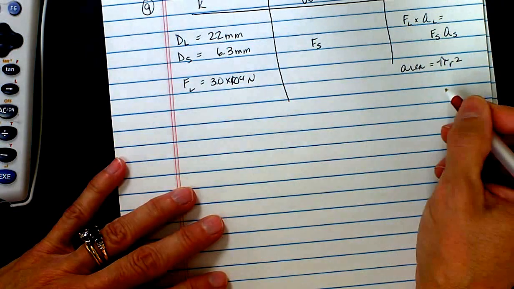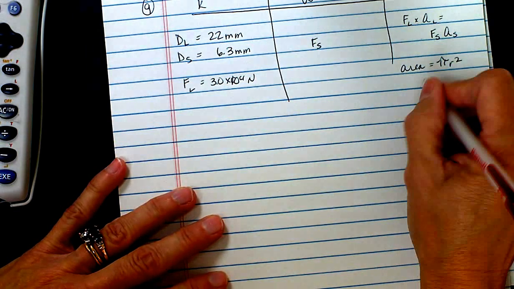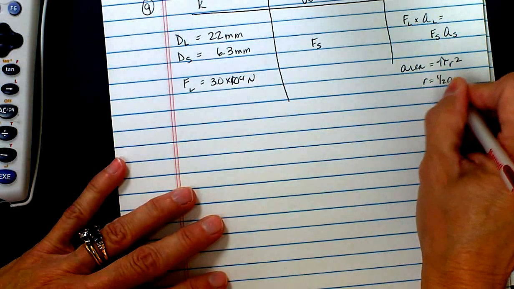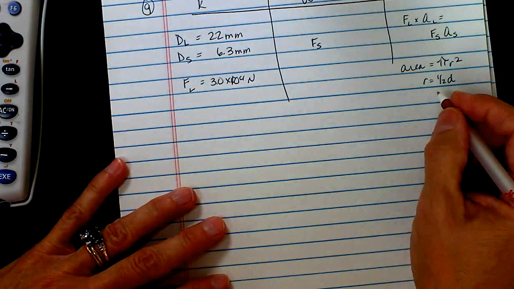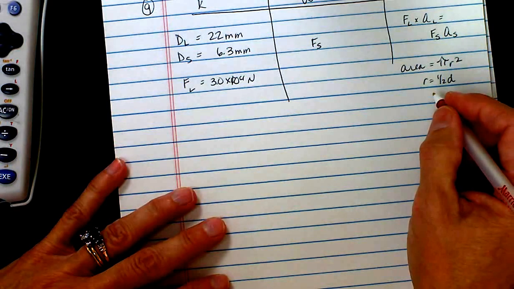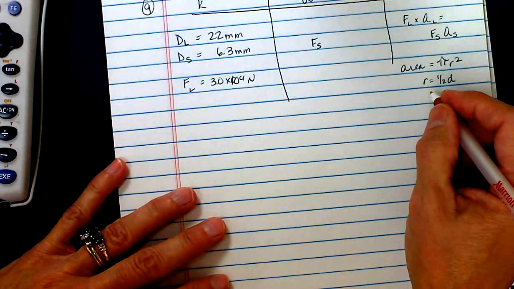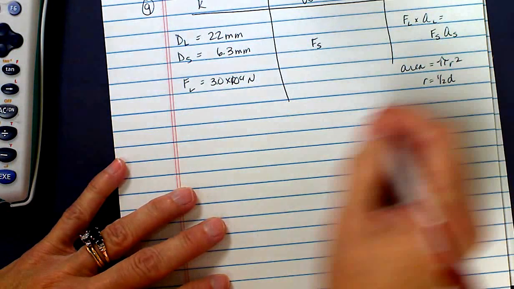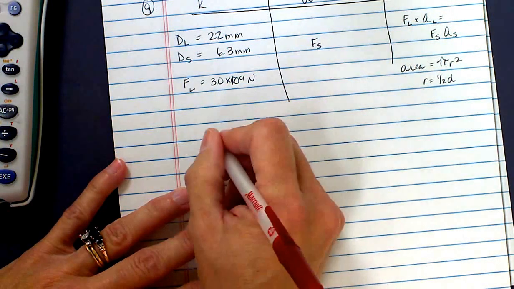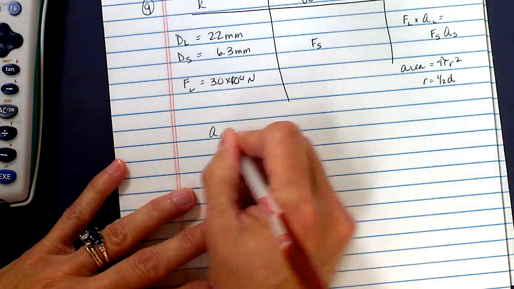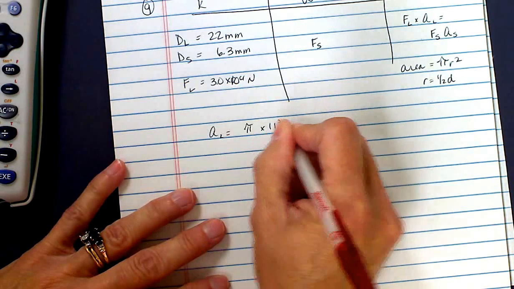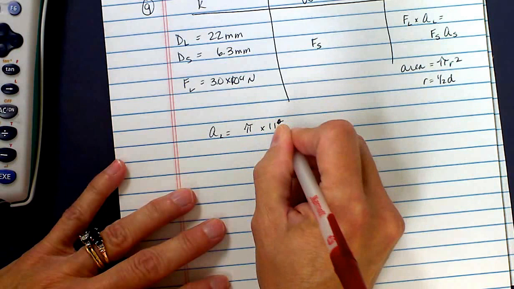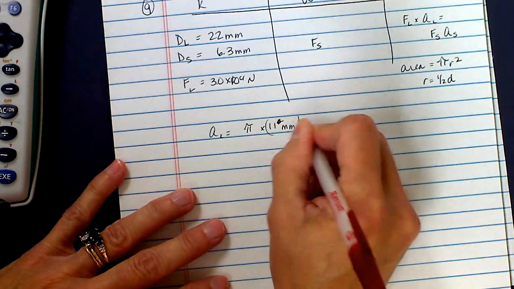And radius is 1/2 of diameter. Okay, 1/2 of diameter. So let's get started. What do I want to do first? Let me find the areas. Okay, area large, area small. Area large is pi times 11 squared. And again, that's 11 millimeters squared.